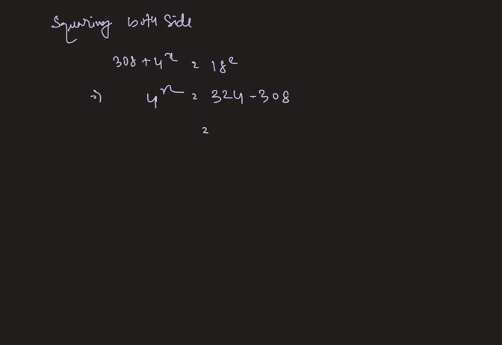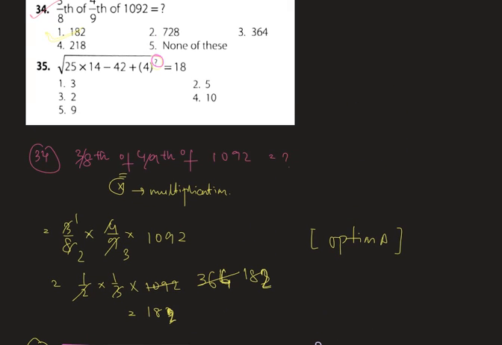324 minus 308 results in 16, and it is equal to 4 to the power x. And as we know that 16 can be written as 4 square, therefore after comparing both sides we get x is equal to 2. So the answer of this question will be option 3.